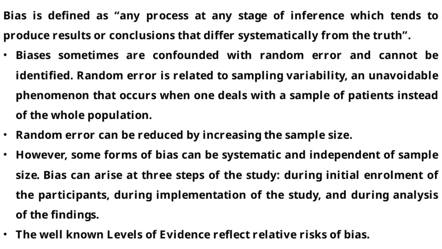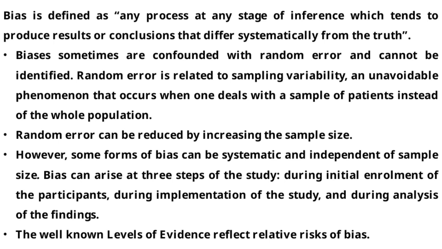Bias is defined as any process at any stage of inference that tends to produce results or conclusions that differ systematically from the truth. It's important to understand that biases can sometimes be confused with random error, and in many cases, they cannot be easily identified. Random error, on the other hand, is related to sampling variability, which is an unavoidable aspect when we study a sample of patients instead of the entire population.